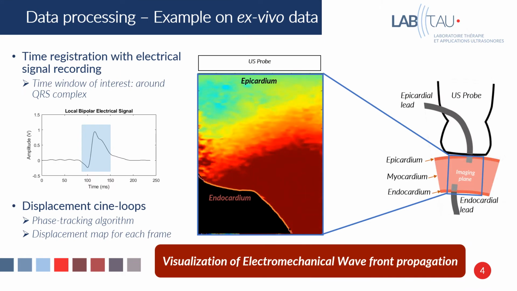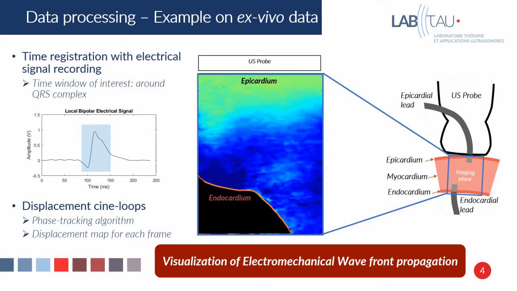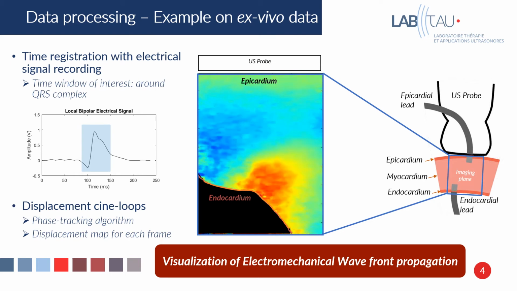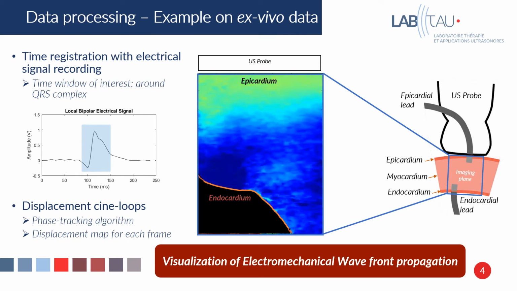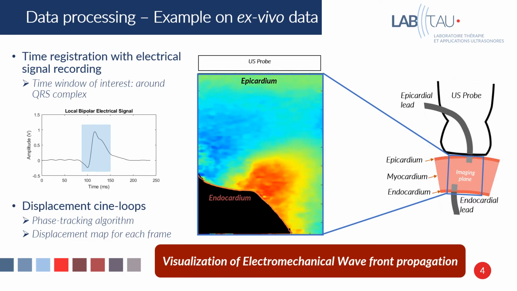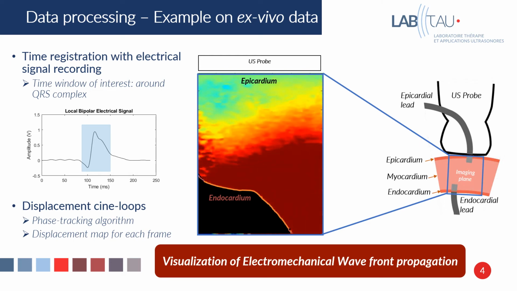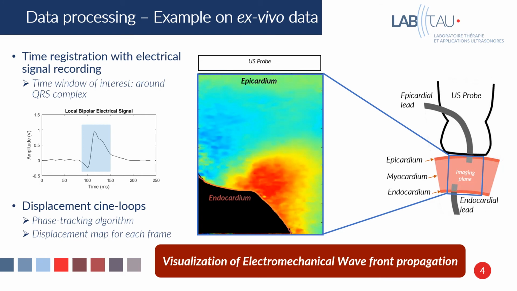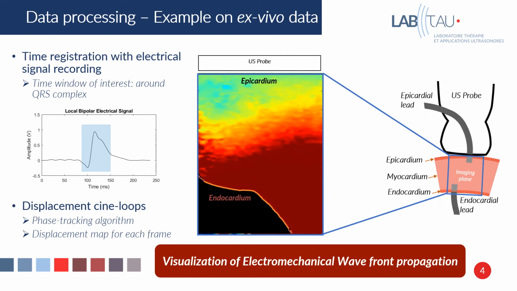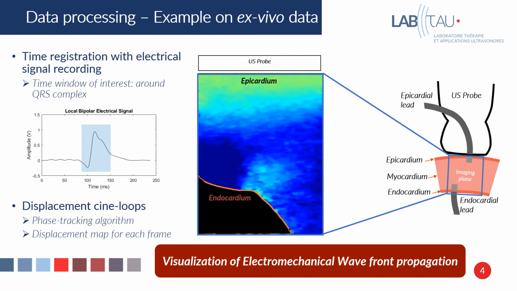So about the data processing, we define a time window of interest, based on the recorded electrical activity. And for each pair of frames, we computed the interframe displacement using a phase tracking algorithm. By stacking them together, we obtain such displacement cine loops that allow us to visualize the electromechanical wave front, which is in fact the propagation of the local contraction triggered by the electrical activation of the heart. So this is an example on ex-vivo data we acquired previously.